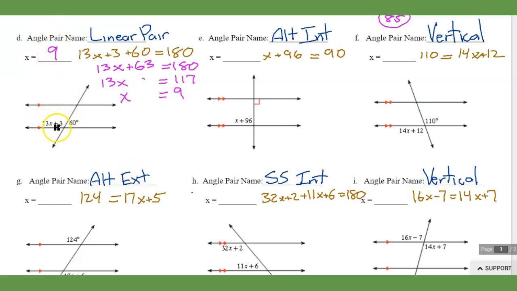And plug it back in. This should come out to equal, if this is 60, this needs to be what, 120? So hopefully 13 times 9 plus 3 does come out to be 120. That way they're supplementary, they add to 180. Okay.